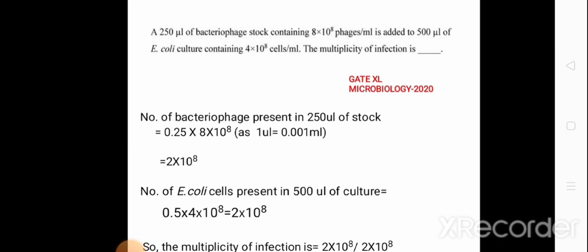So first we have to calculate the number of bacteriophage present in 250 microliter of stock. So it will be 2 into 10 to the power 8. And the number of E. coli cells present in 500 microliter of culture is 0.5 into 4 into 10 to the power 8, that is 2 into 10 to the power 8. So the multiplicity of infection is the total number of bacteriophage divided by the total number of cells, that is 1. So the answer will be 1.